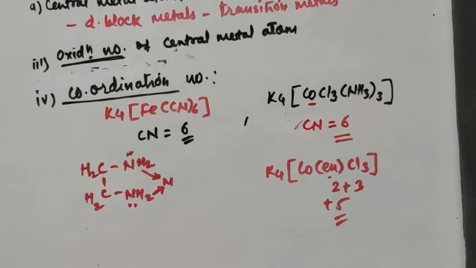Coordination number is simply the number of ligands attached to the central metal atom in case of monodentate ligands. But if the ligands are polydentate, in that case you are supposed to count the number of electron pairs donated, and accordingly you find out the coordination number there. Now the next term is ligands.